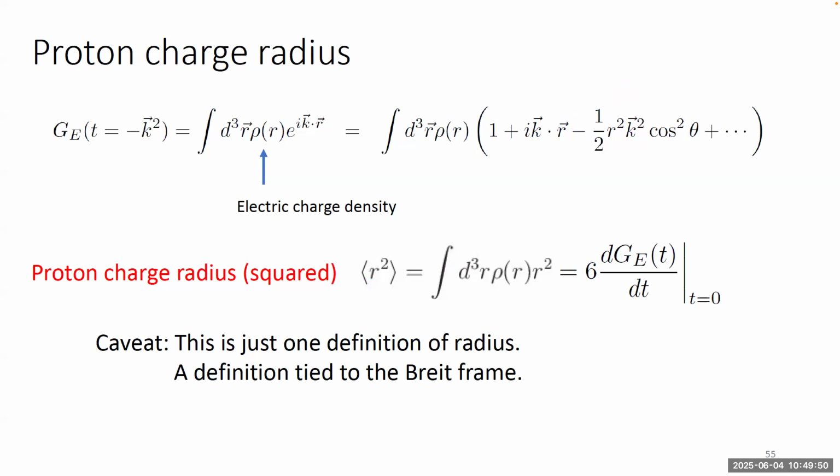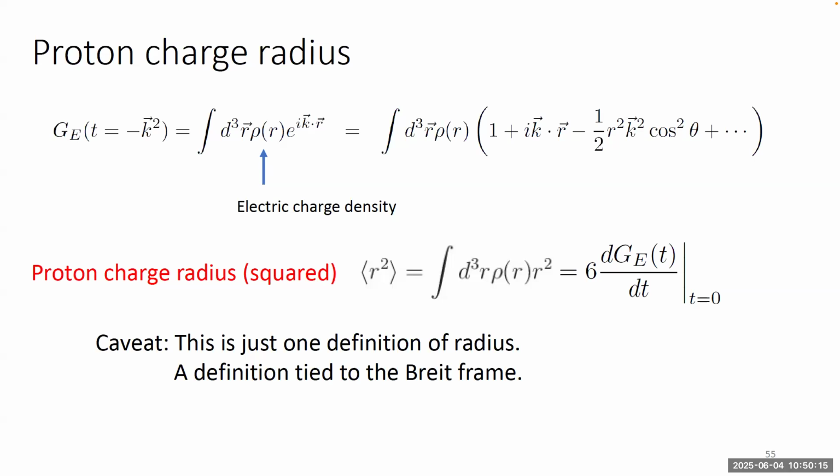Okay. So this relation was shown in George's lecture, but I'm going to explain why you have this factor of 6 here. And that's simply because the average of cosine squared phi is 1/3. Okay. That's why you have the 1/6 here. So this is the definition of proton charge radius that everybody is talking about.